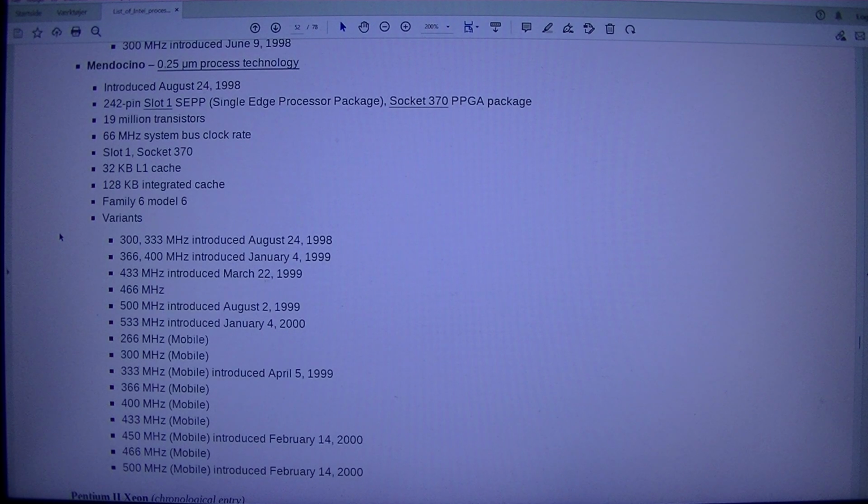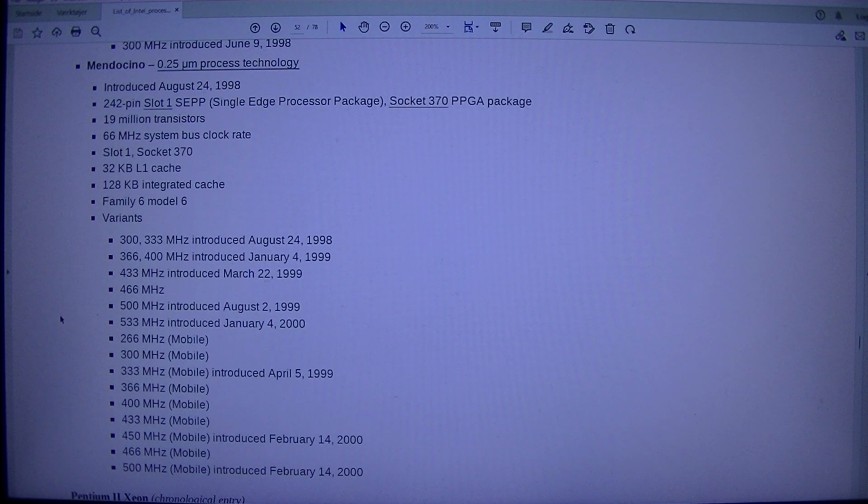366, 400 MHz introduced the 4th of January, 1999. 433 MHz introduced the 22nd of March, 1999. 466 MHz. 500 MHz introduced the 2nd of August, 1999. 533 MHz introduced the 4th of January, 2000.